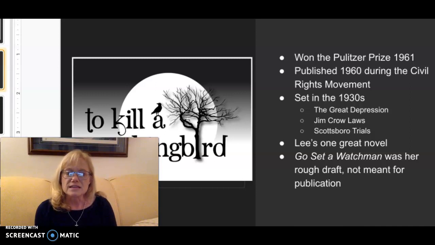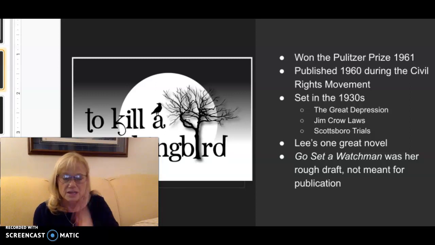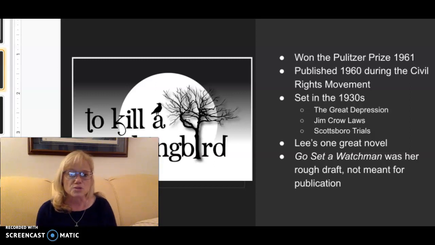This is Lee's one great novel. Some people would say she published 2 novels in her lifetime, To Kill a Mockingbird and Go Set a Watchman. However, I would contend that she published just one. Go Set a Watchman was published the year before she died. She was well into dementia by then. Her family put it forward, and I think they were just meaning to gain some money. In fact, Go Set a Watchman was her first draft of To Kill a Mockingbird.